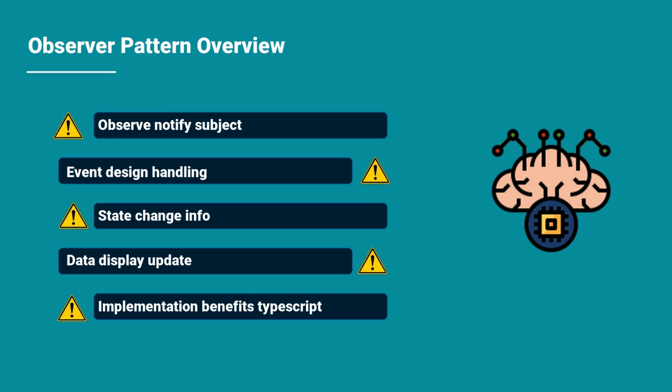Let's illustrate this with a practical example of a weather station. The weather station can be the subject, which gathers data on temperature, humidity, and pressure. Various display units can act as observers and will update their display whenever there's a change in weather data.